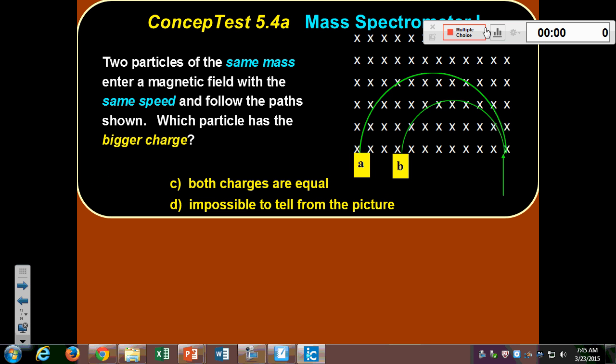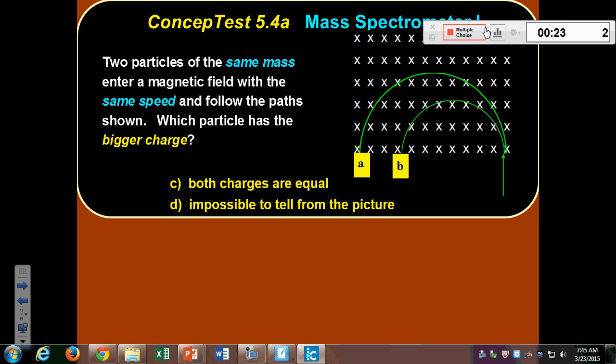Okay, here we have two particles of the same mass, and they enter a magnetic field with the same speed, and they follow these paths. Which particle has the bigger charge? So I have two particles that enter here, and they follow a circular path until they come over here to points A or B. Which of those has the bigger charge?